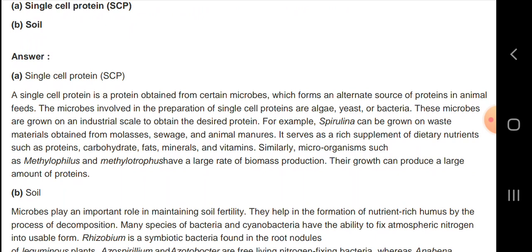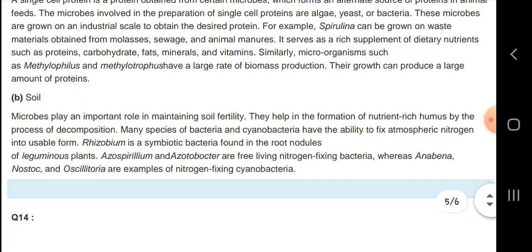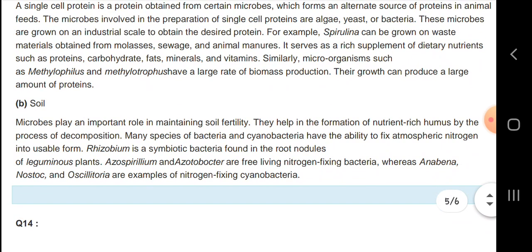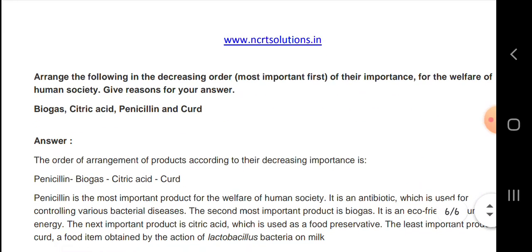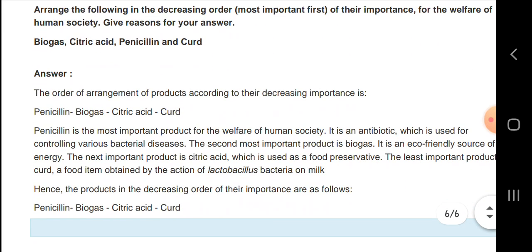A single cell protein is a protein obtained from certain microbes which forms an alternate source of proteins in animal feeds. The microbes involved in the preparation of single cell protein are algae, yeast or bacteria. And soil: microbes play an important role in maintaining soil fertility. They help in the formation of nutrient-rich humus by the process of decomposition.